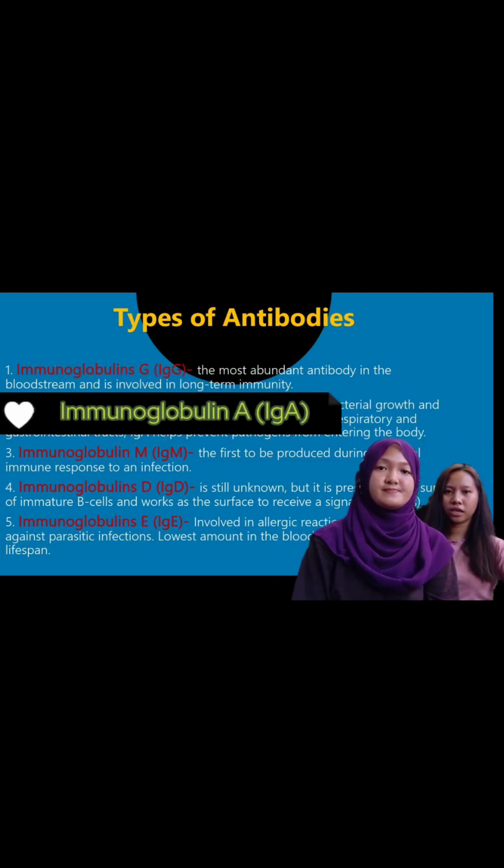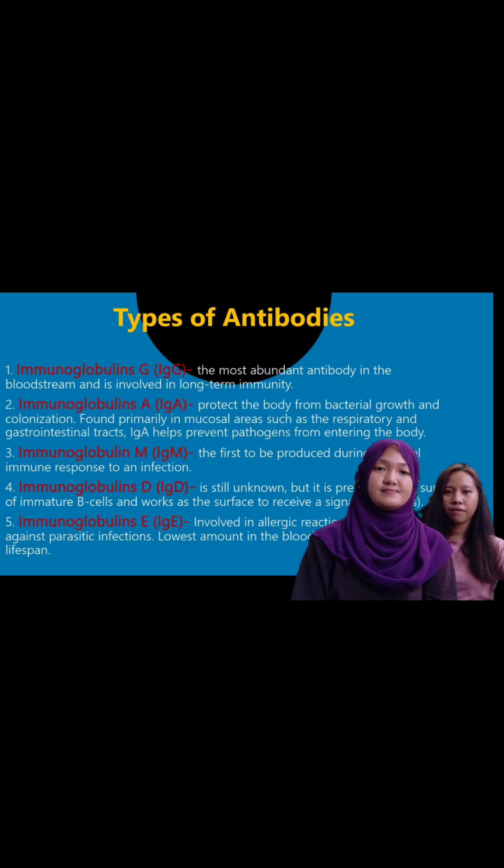So IgA, or immunoglobulin A, protects the body from bacterial growth and colonization. It's mainly found in mucosal areas, which are sites for immune defense, where it serves as a barrier against pathogens trying to enter the body, such as the respiratory and gastrointestinal tracts. Therefore, they help to protect against infection.